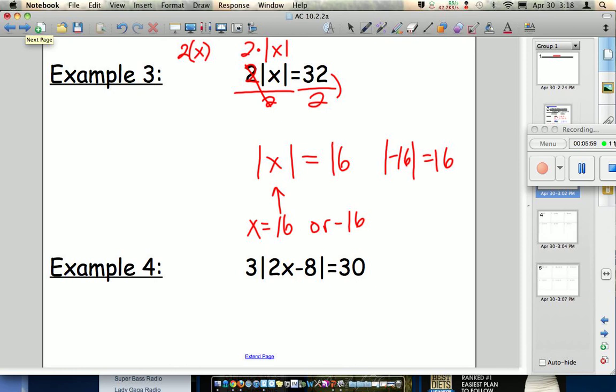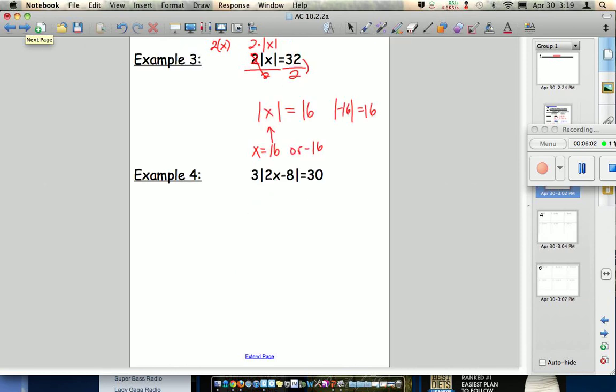So, looking inside, undoing. Example 3, though, has both again. So notice you have the 3 on the outside of the absolute value, and then 2x minus 8 inside. So let's first get rid of the outside. Let's undo the 3, just like we did with the 2 above. Let's get rid of the 3.